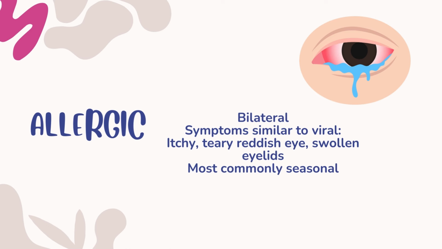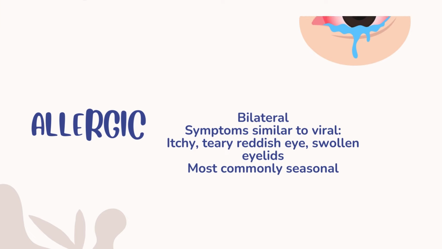The symptoms we see here are very similar to viral, although it's not an infection and it's not contagious. The main difference is that usually both eyes are affected from the start, whereas for infectious, it usually starts off in one eye and might spread to the other through direct or indirect contact with the affected eye.